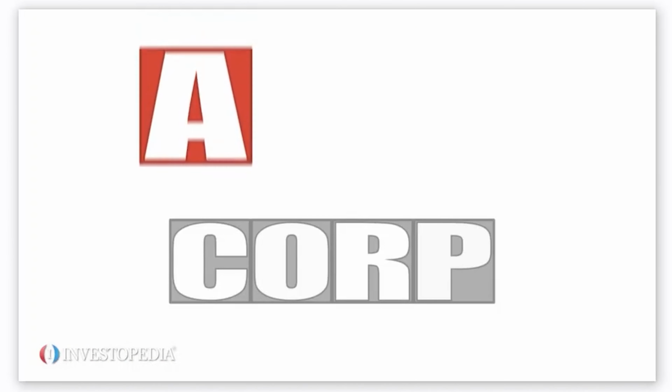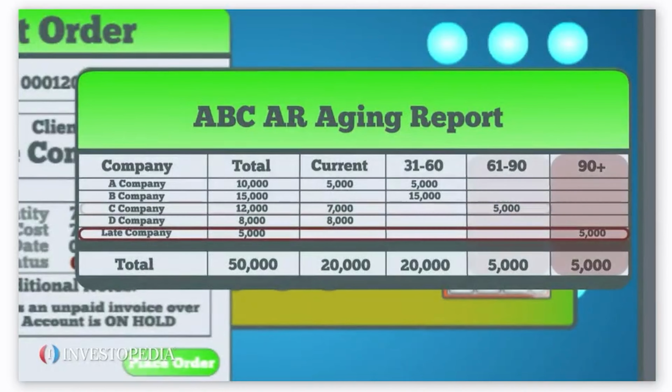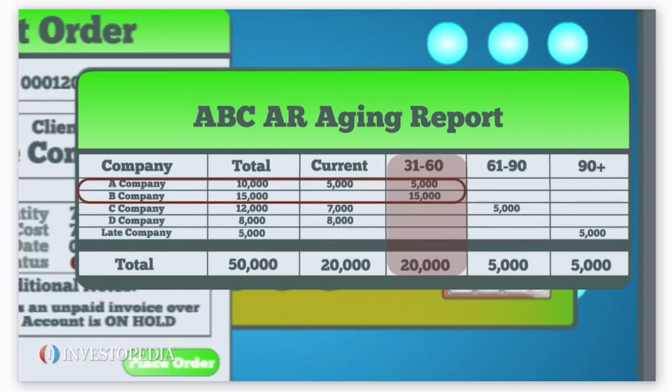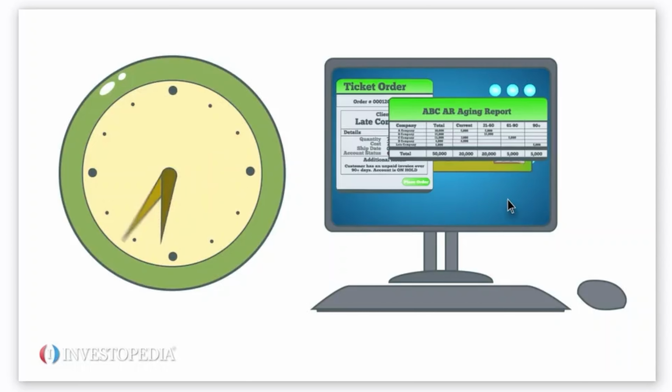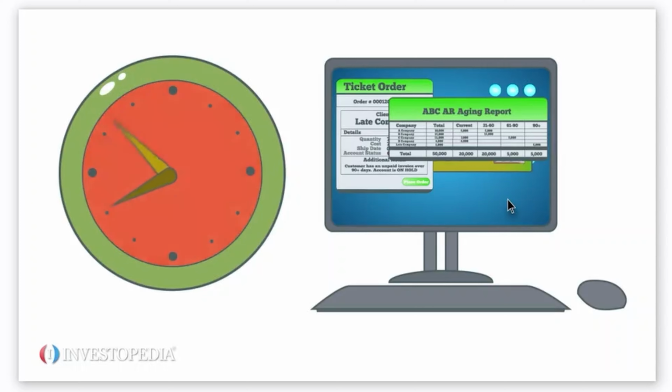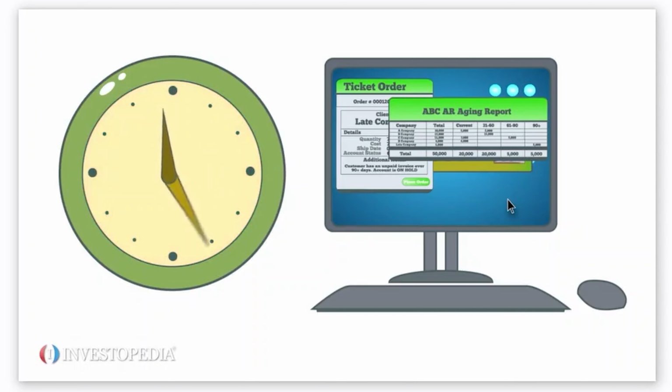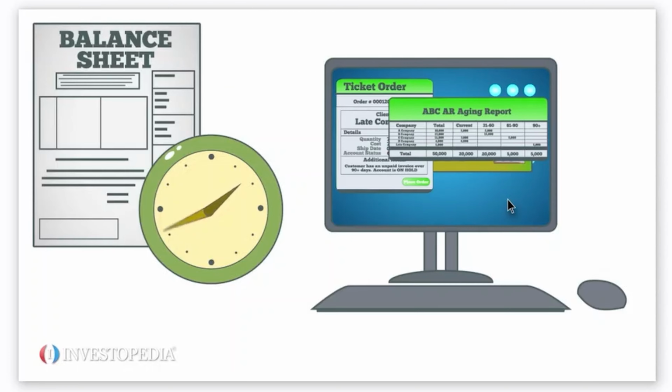In the collection process, ABC's collection department will focus on contacting Late Company and C Company to inquire about payment status. In addition, ABC may send out reminders to A and B about the invoices that are in the 31 to 60 column. Companies often analyze their accounts receivable aging reports over time to determine what percentage of invoices are consistently late or written off. This helps them more accurately predict their allowance for bad debt accounts on their balance sheets.